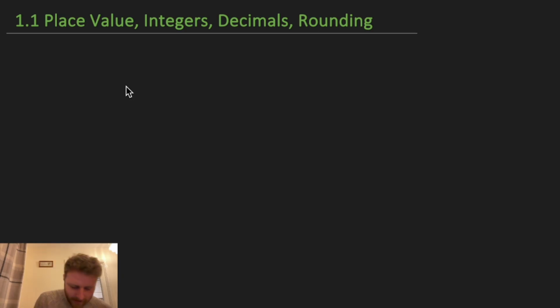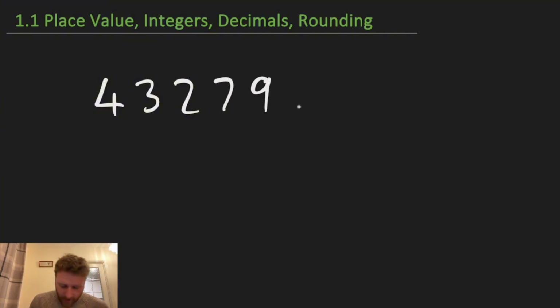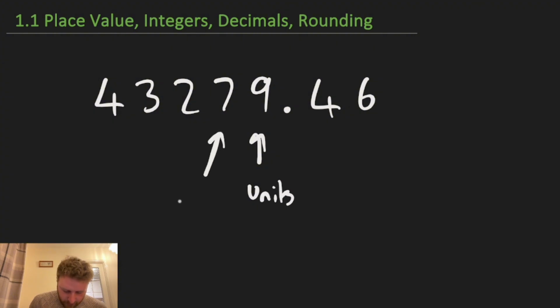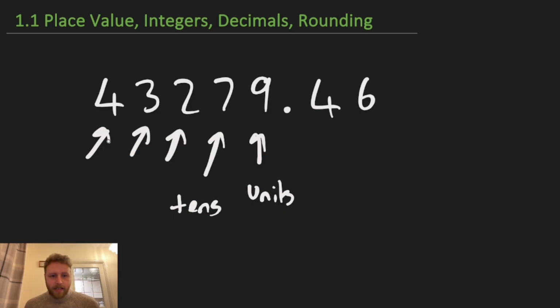So let's take a number, let's take 4, 3, 2, 7, 9, and then we'll go 0.46, there we go. So as we should know by now, each number represents a different amount. So for example, we've got your units column, and then here you've got your tens, and then your hundreds, your thousands, and your 10,000s. Nice and easy. The other side of the decimal point, to the right of the decimal point, we have our tenths. So our 1/10s, there we go.